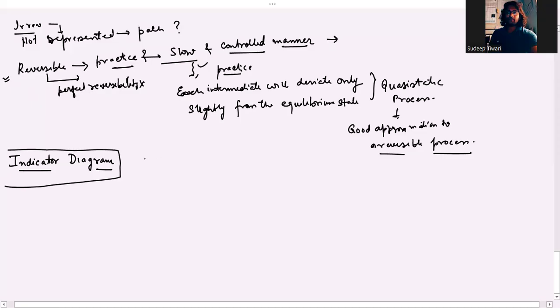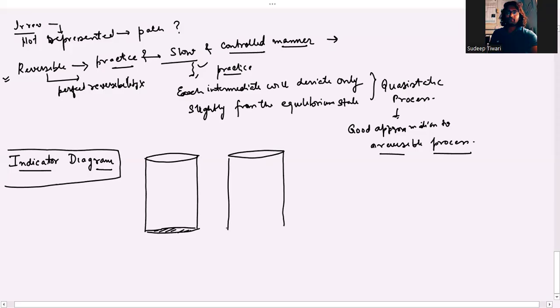Let us again take an example of a piston. So this is your cylinder. Let's say it is given a piston, and this piston is massless. Don't consider any mass, and consider it frictionless, so that you don't have any losses. This is a frictionless and massless piston.